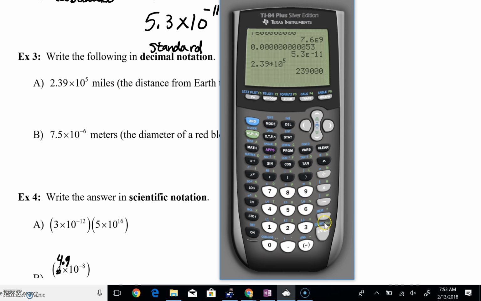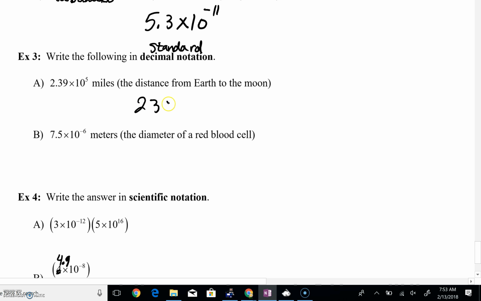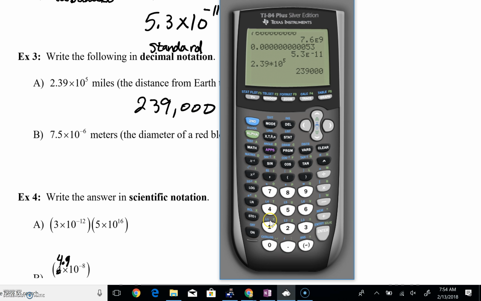and it pretty much is going to get it to you, 239 with 3 zeros. And you could always double check by saying, if that were the case, would I move 1, 2, 3, 4, 5? You could do a real quick check to make sure that that is in fact correct. So this one right here, 7.5 times 10 to the negative 6. This one, maybe the calculator is going to give us some difficulties. And we've got to be careful with that.